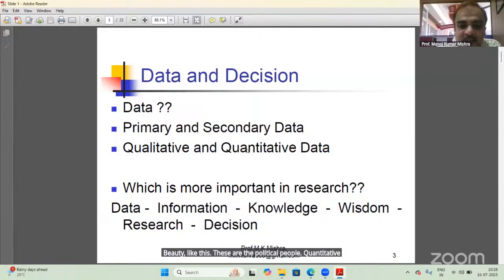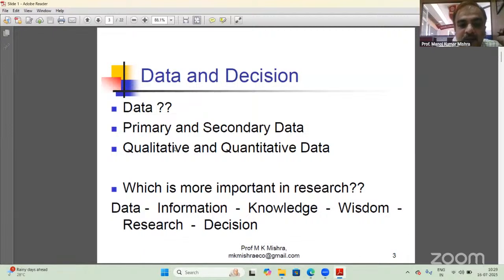Quantitative data is the measurable data, like income, saving, investment, demand, consumption level, trade volume, export value, import value, employment level, poverty level, like this. Advertisement expenditure, like this. So these are the quantitative data. Suppose here, in the qualitative data, what is the impact of gender on investment?